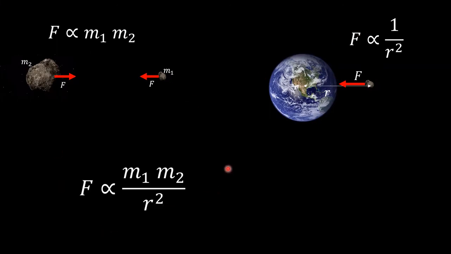This is a result you can find in any introductory physics book. You can say that if you just want to express it all at once, the force of gravitational attraction between two masses is proportional to the product of the masses and inversely proportional to the square of the distance. And that's normally called Newton's universal law of gravity, or law of gravitation.